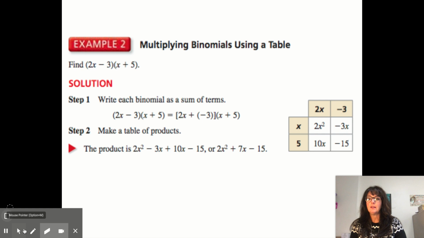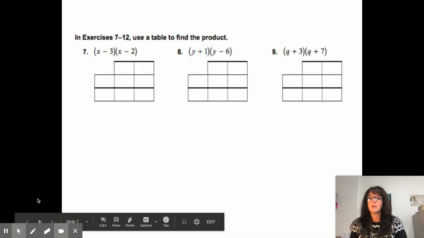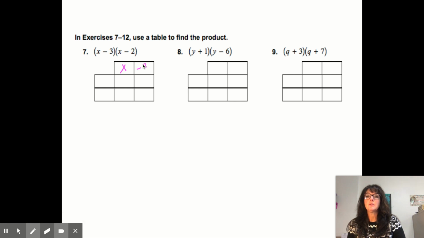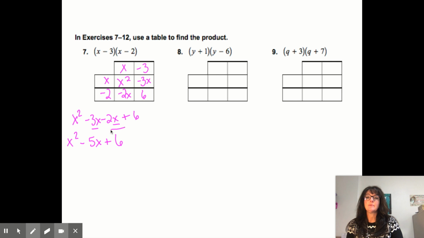Alrighty, let us give that a try. So I'm going to just put the first term here, so x and the -3, x and the -2, then multiply. X squared, -3x, just a way of keeping track of everything. -2x and +6. So I have x squared minus 3x minus 2x plus 6. These are my like terms. X squared minus 5x plus 6.